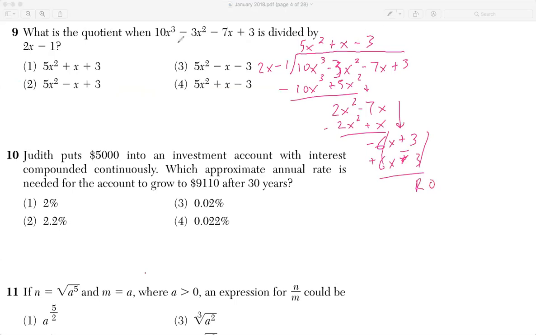5x squared plus x minus 3. Answer is choice 4.